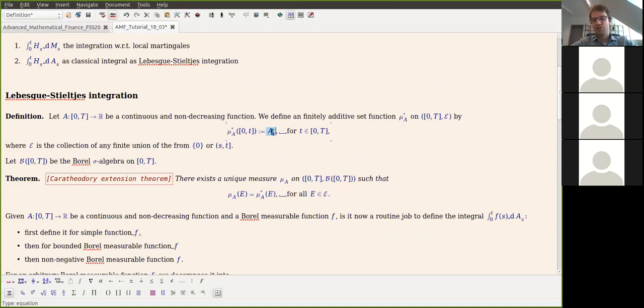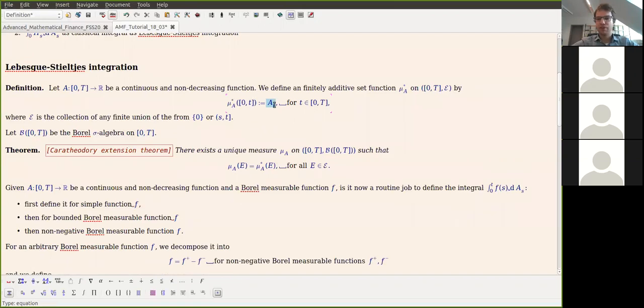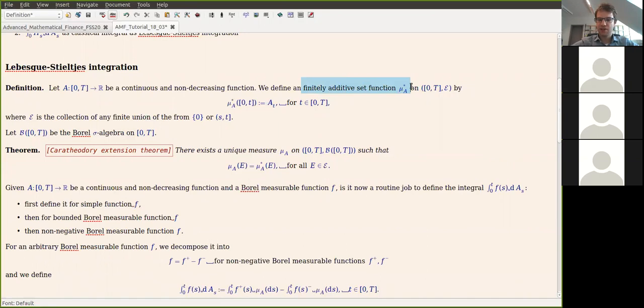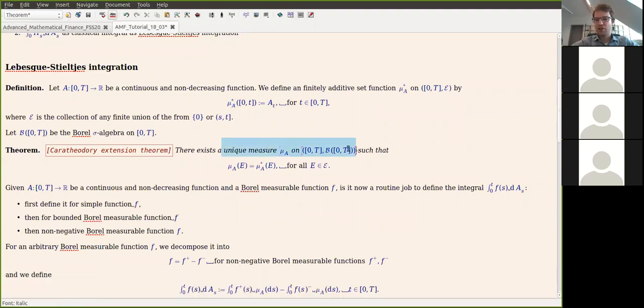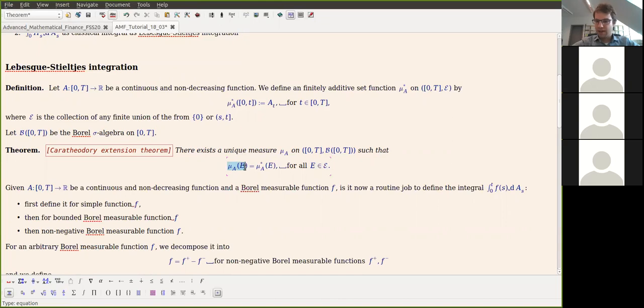If you do the classical Lebesgue integration, what you do is you consider here just the length of the interval, so this a is just t, right? And then there's the Carathéodory extension theorem, which is telling you if you have such a finitely additive set function, you can always extend it to a proper measure and in a unique way. So I can extend the mu star a to a unique measure on the Borel sigma algebra in a way that on these elementary sets, the additive function and the measure agree.